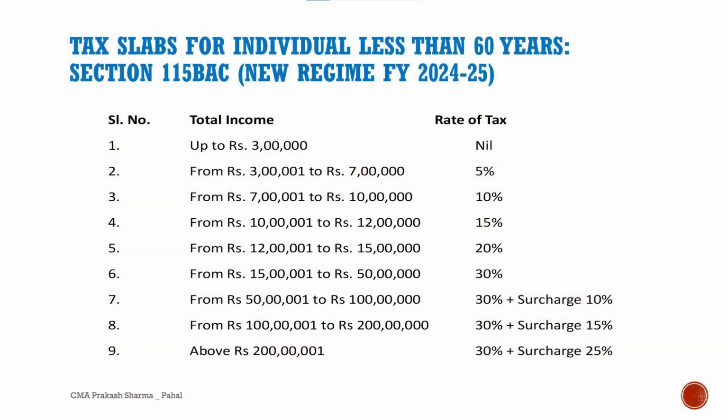And the tax slab for individuals less than 60 years applicable for financial year 24-25 under section 115 BAC, which is new regime for the financial year 24-25. If the income is up to rupees 3 lakhs, the tax rate is nil. From rupees 3 lakh 1 to rupees 7 lakhs, it is 5%. From rupees 10 lakh 1 to rupees 12 lakh, it is 15%. From rupees 15 lakh 1 to rupees 50 lakhs, it is 30%. And from rupees 50 lakh to rupees 1 crore, 30% tax plus surcharge of 10%. And the last slab is for income above rupees 2 crore on which tax is 30% and surcharge is 25%.